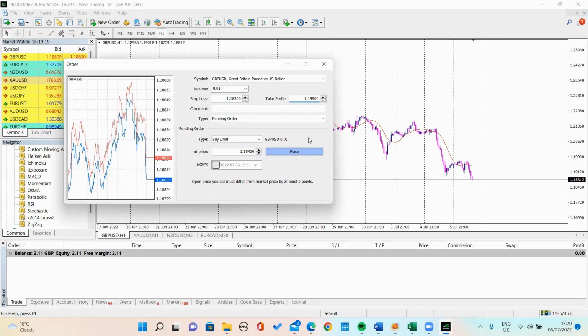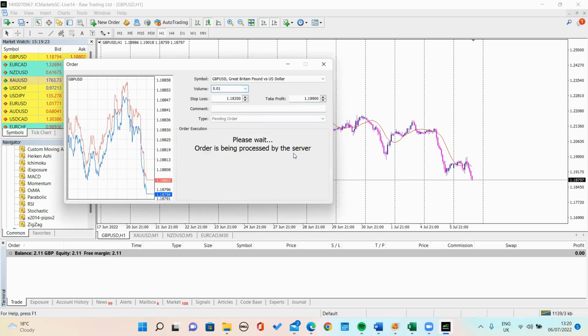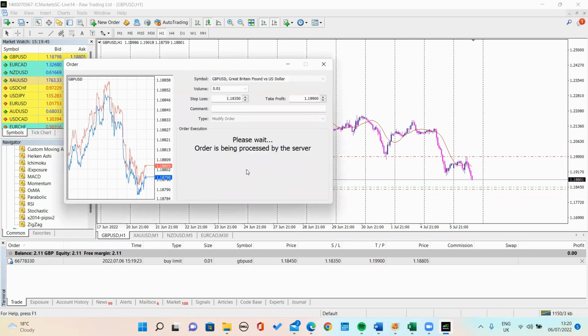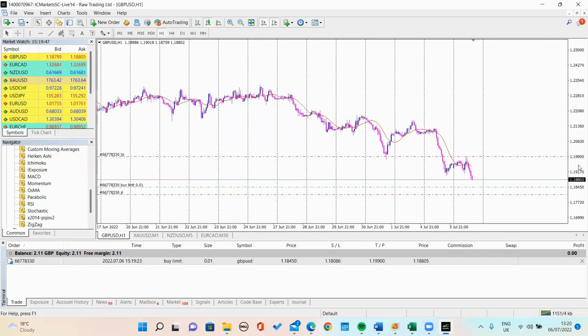Once you've got everything set, you've done your proper risk management, you know what lot size you're using, you just press place, and there you have it. That is your pending order, your buy limit order. Remember, that's my order, and it's currently below where current price is, and I'm hoping for it to trigger, turn, and head up to my take profit. If it goes the wrong way, my stop loss is here. But this is just an example, so I haven't done any analysis.